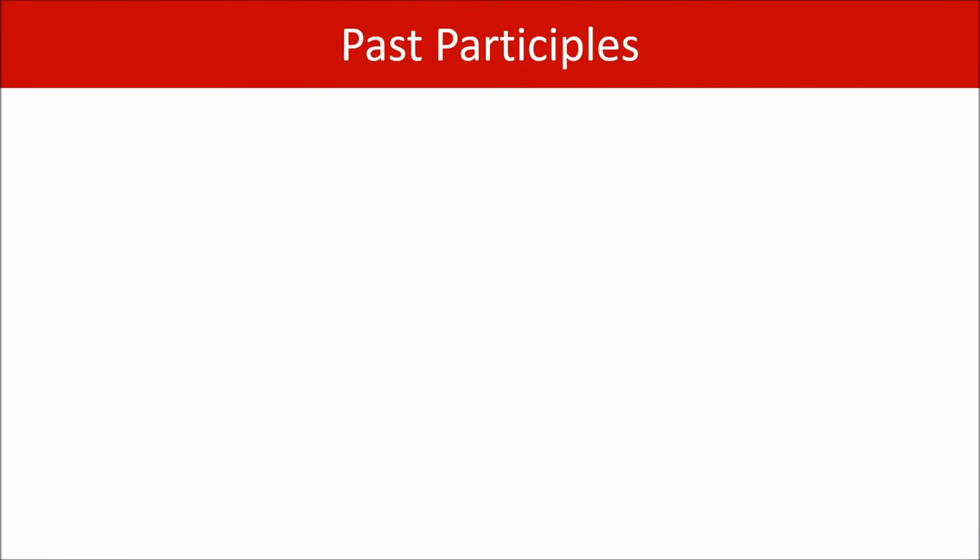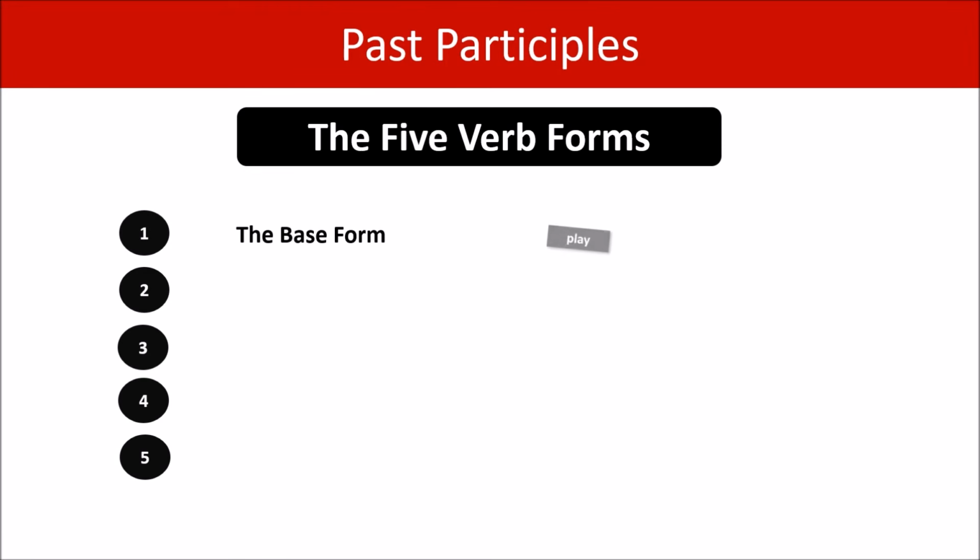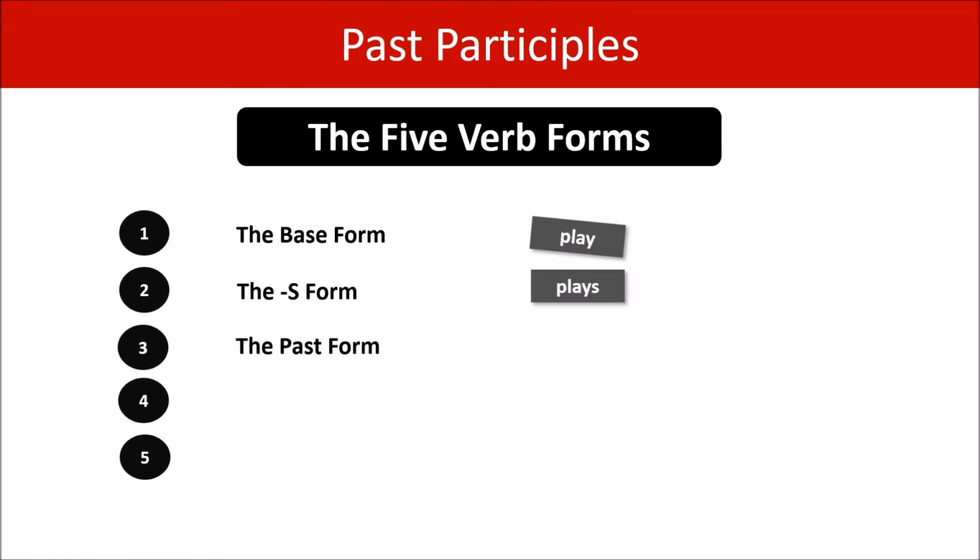This is probably a good time to talk about the 5 verb forms, and here they are. You have the base form, play. This is the version that appears in the dictionary. You have the S form, plays. This is the version that's used with he, she, and it in the present tense. Then you have the past form. This is used to form the simple past tense.